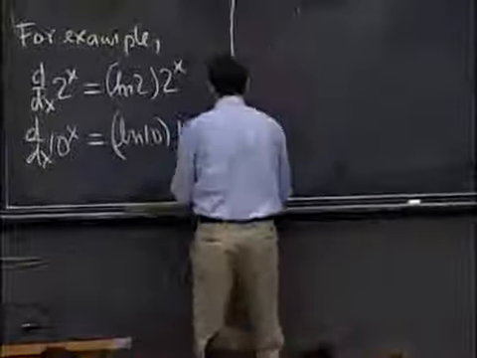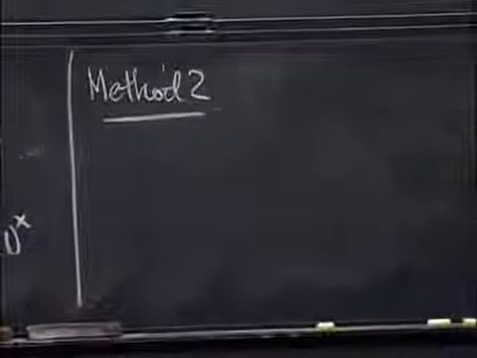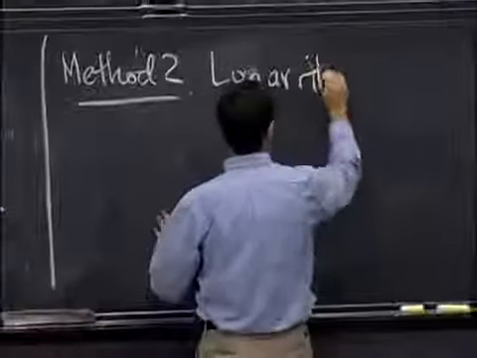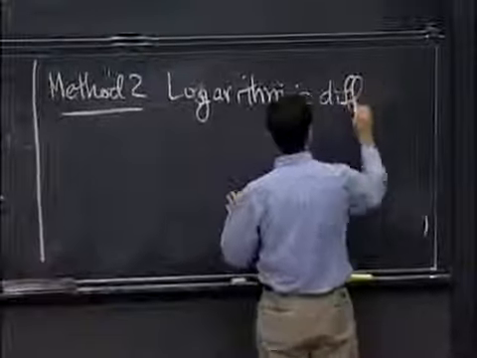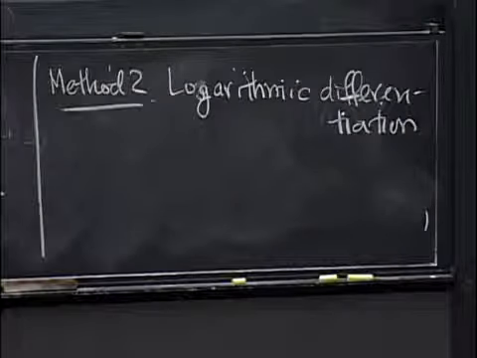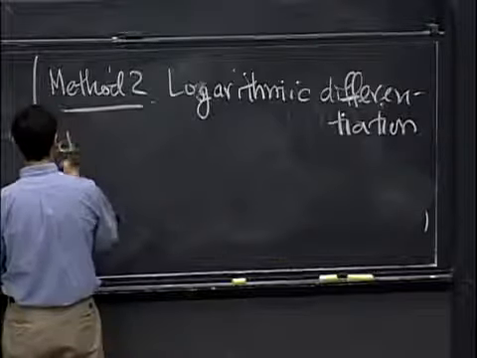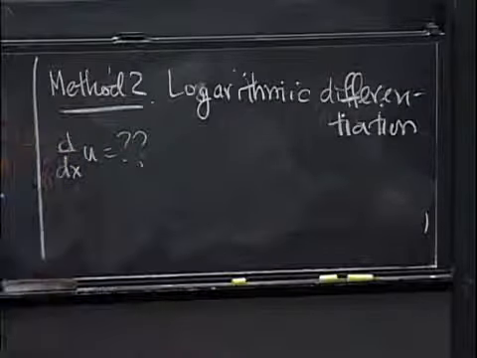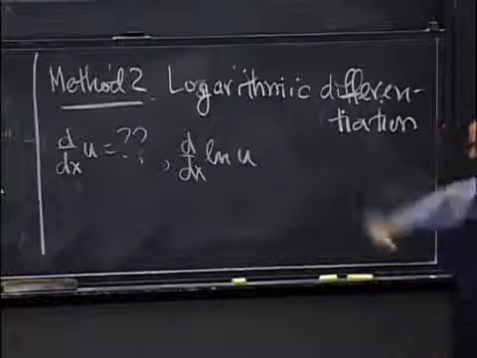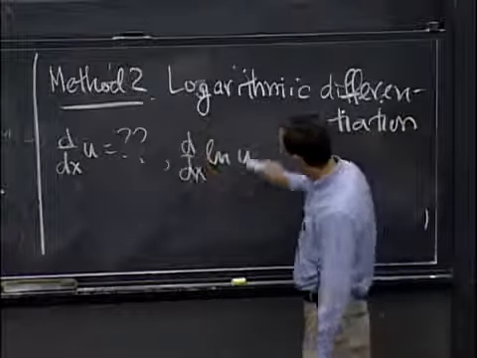OK, so I told you about this first method. Now I want to tell you about a second method here. So the second method is called logarithmic differentiation. All right, so how does this work? Well, sometimes you're having trouble differentiating a function, and it's easier to differentiate its logarithm. That may seem peculiar, but actually we'll give several examples where this is clearly the case, that the logarithm is easier to differentiate than the function. Okay? So it could be that this is an easier quantity to understand.